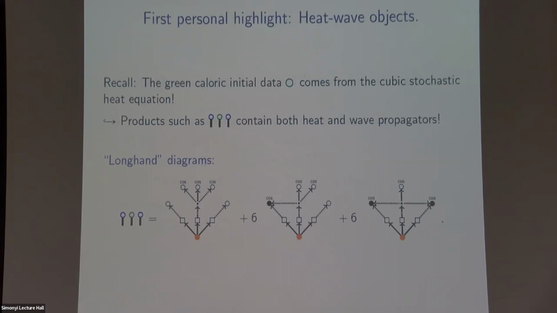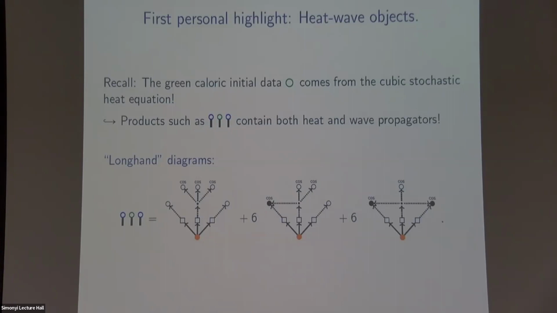Okay, so recall we had this green caloric data, and that came from the cubic stochastic heat equation. Right? So when you write down what it is, which we can actually do explicitly, it contains heat propagators in a non-trivial fashion. Right, and then you look at what happens under the wave equation, and you have, for instance, products like this: blue, green, blue. Right? And now you have wave propagators. So you get both, right? Heat and wave propagators. And you somehow have to deal with objects that contain both of them.